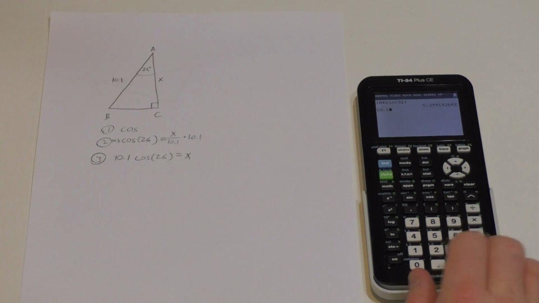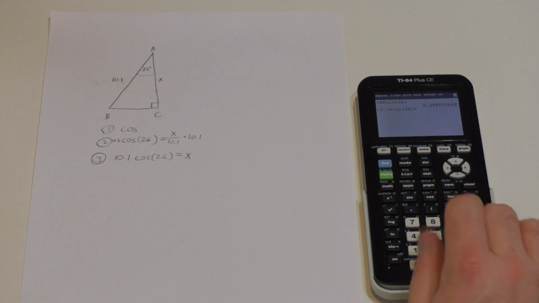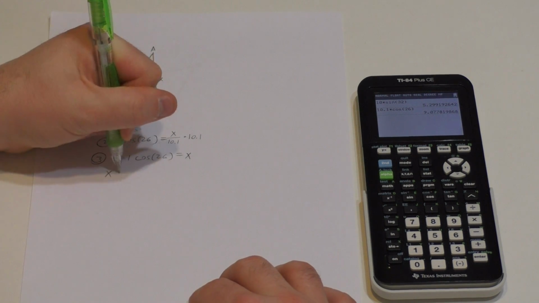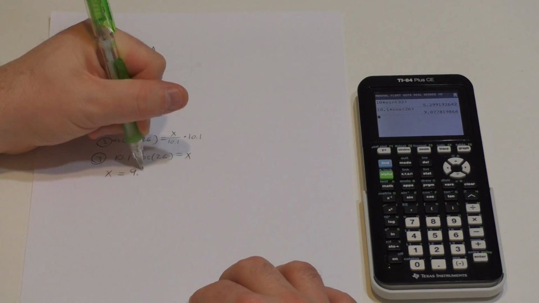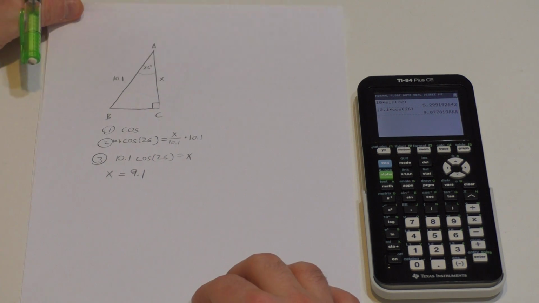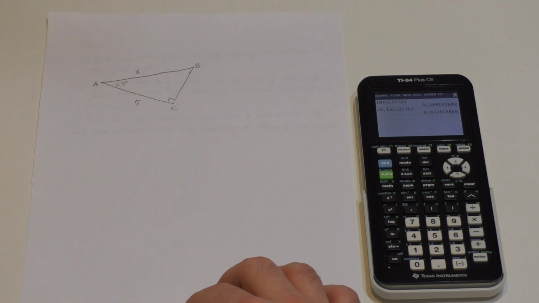So I'm just going to plug this into my calculator to solve it. So I have 10.1 times cosine of 26, and I get 9.1. So x equals 9.1. Okay? And that's it. So I used an example here with cosine. Now let's look at this final one.